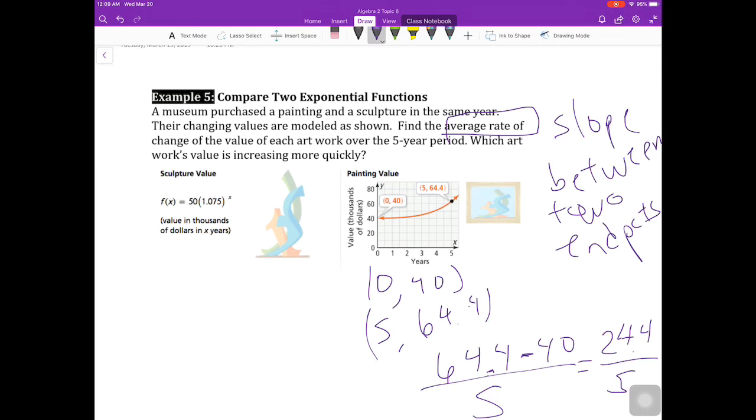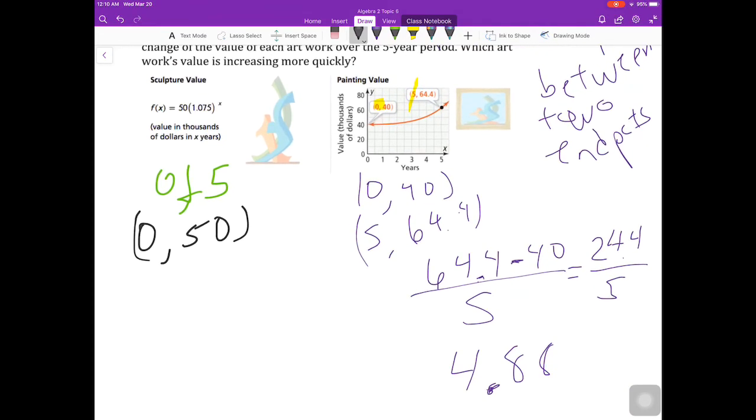Now, for our sculpture, we got to change that up just a little bit. So this one gave it to me at 0 and at 5 years. So that's what I'm going to use for my x value over in this equation, 0 and 5 years. So 50, we know, of course, that 0 is going to give us 50 for our first point. So we're going to have 0, 50 for our first point. And then for our second point, we're going to have to put in this equation to Desmos.